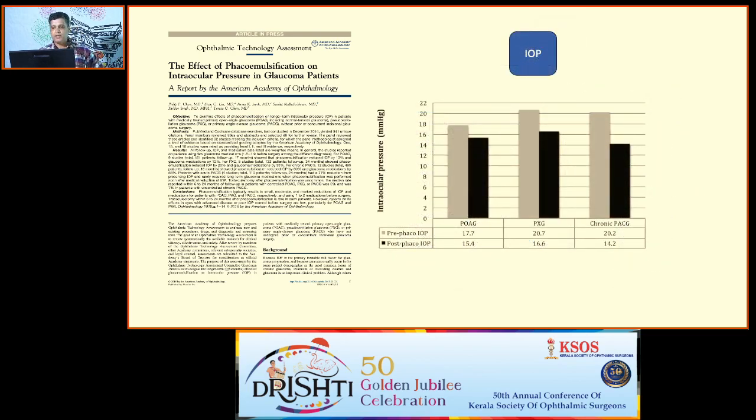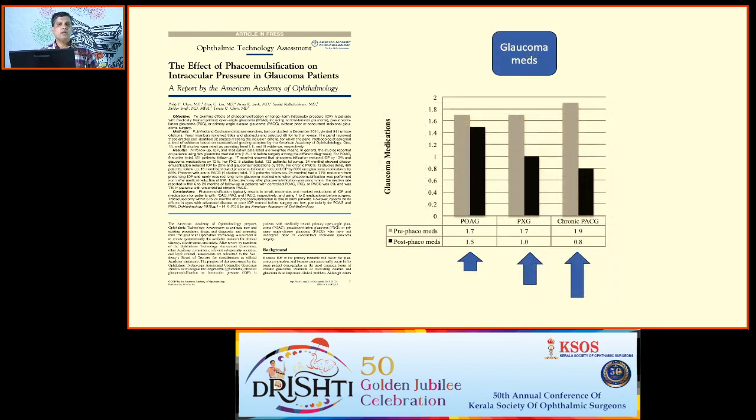So you can see that there is an effect of intraocular pressure reduction if you perform phaco, but this effect is very mild in primary open angle glaucomas, tends to be moderate in pseudoexfoliation, and tends to be quite significant in chronic angle closure glaucomas. And even if you look at the number of medications pre-op and post-op, you can find that the same results are replicated, with maximum reduction of medications in the chronic angle closure glaucoma group.